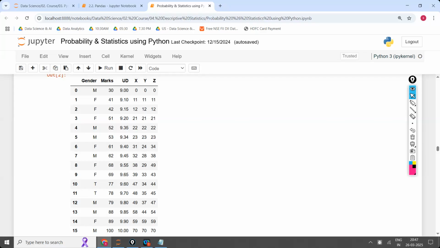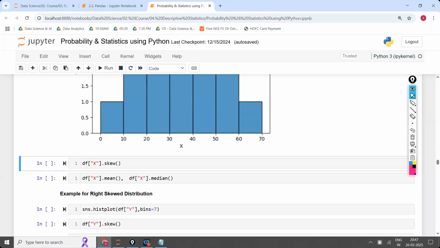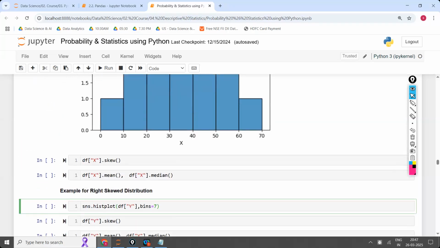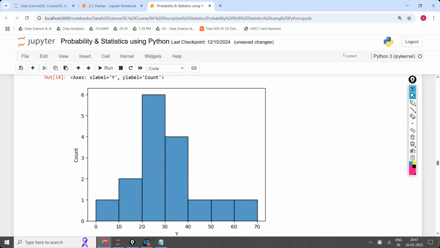Completed? Now, is it symmetrical or uniform? No. Is it symmetrical? No, it is not even symmetrical. So it is an unsymmetrical distribution. Now, within the unsymmetrical, which side do you have the fewer number of records? Right side or left side?